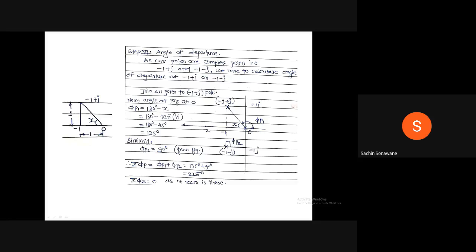Now, angle at pole 0 is phi 1, which is equal to 180 minus x. What is the value of x? This triangle we have to consider, a right angle triangle. Tan inverse of 1 divided by 1. Therefore, 180 degree minus 45 is equal to 135. This is the 135 degree angle, phi 1.